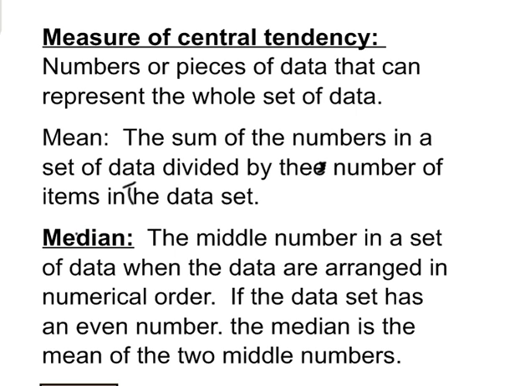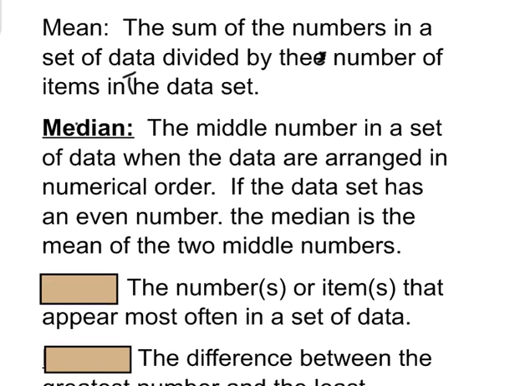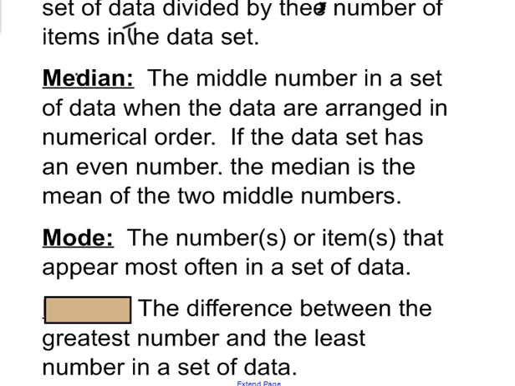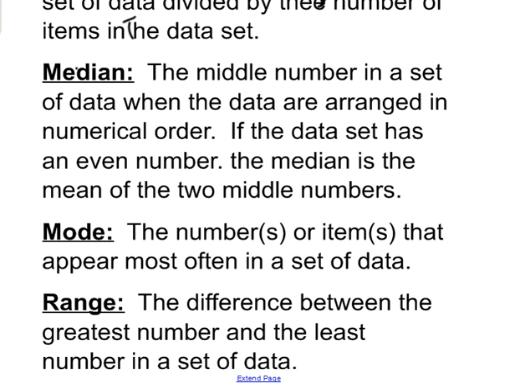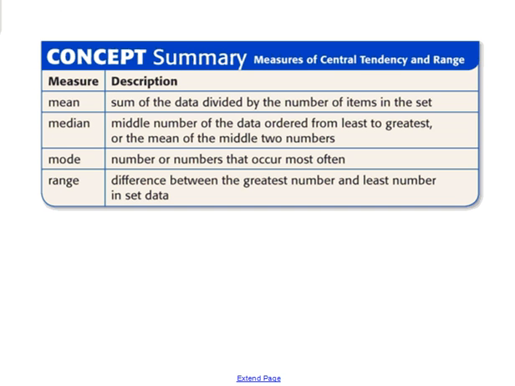The median is the middle number in a set of data when the data is arranged in numerical order, that's from smallest to largest. If the data set has an even number, the median is the mean or the average of the two middle numbers. The mode is the number or numbers or items that appear most often in a set of data. So it's the most common data in the list. And the last one, the range, is the difference between the greatest number and the least number in a set of data.